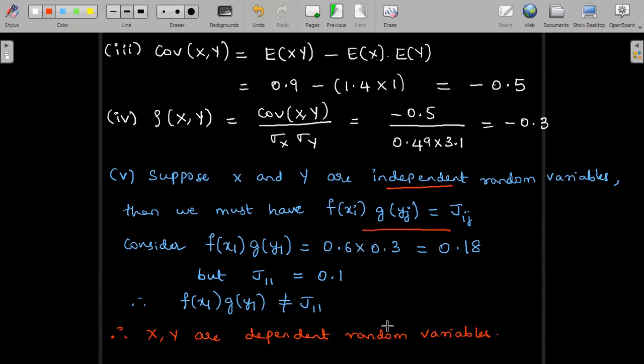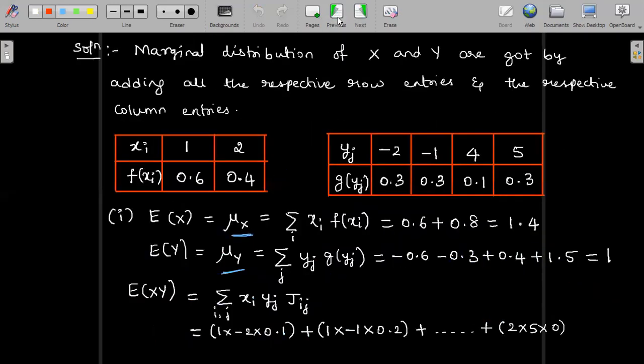For saying dependent random variables, if this condition does not hold for any one particular value of ij, it concludes to be a dependent random variable. Suppose we have to show for a problem that x and y are independent random variables, we have to show it for every value of the table, for every i, j. Since here it was to prove they are dependent, we can show it for any single value, and just oral observation also gives us the answer.